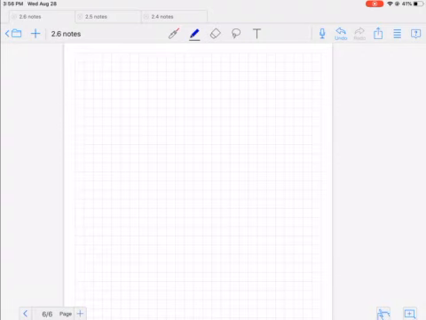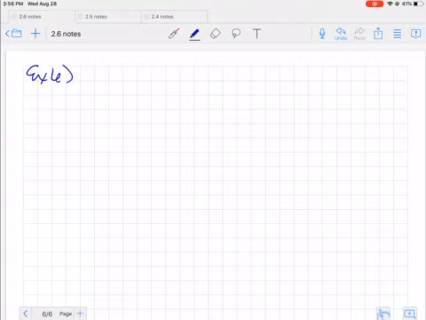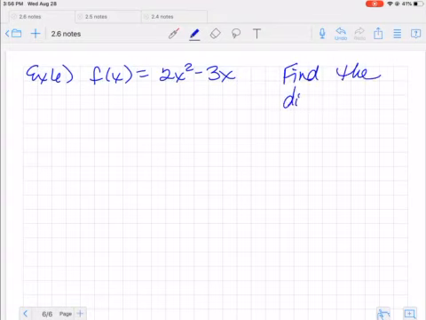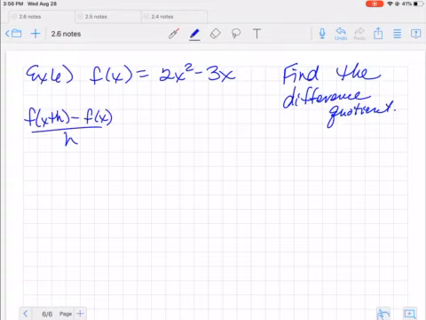Here we go. And it's really just the algebraic manipulation to go with it. Here's example 6. f of x is equal to 2x squared minus 3x. All right? We want to find the difference quotient. So I have my difference quotient, f of x plus h minus f of x all over h.